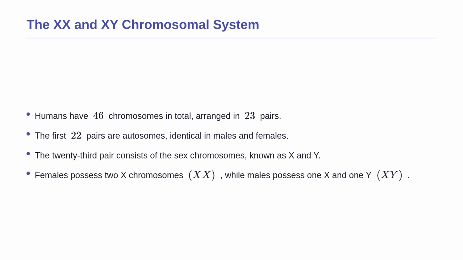Now that we have our instruction manual analogy, let us look at the actual biological structures. In formal genetic terms, human sex determination is governed by the XX and XY chromosomal system. Humans have 46 chromosomes in total, arranged in 23 pairs inside almost every cell. The first 22 pairs are autosomes, identical in both males and females. But the 23rd pair consists of the sex chromosomes. A biological female possesses two X chromosomes, while a biological male possesses one X and one Y chromosome.